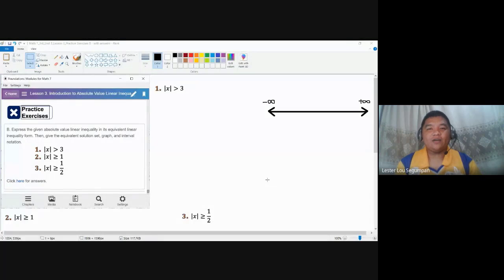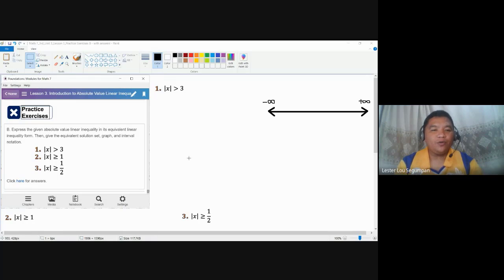This video is now concerned with the presentation of absolute value linear inequalities involving the greater than or greater than or equal symbol. In the previous video, we presented the solutions for absolute value linear inequalities involving the less than or equal symbol. But now, as you have observed, items 1, 2, and 3 here all involve greater than or greater than or equal symbols, the opposite of practice exercise A.